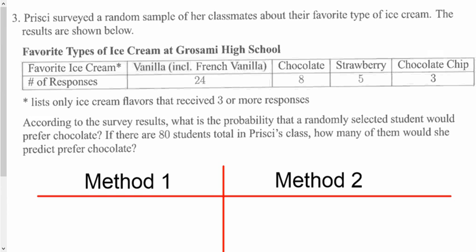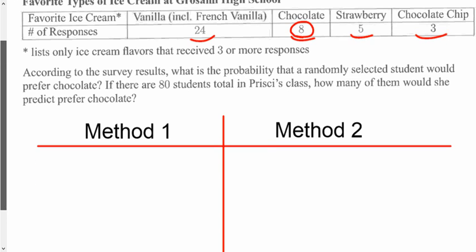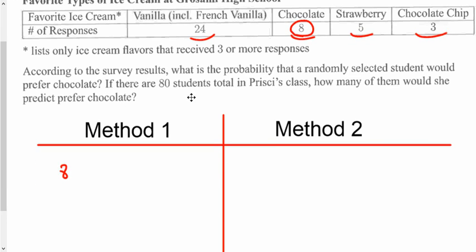Number 3 is very similar to what we saw on number 2. They were polling the students to see how many had chocolate as their favorite ice cream, and they asked a total of, you'd have to add these up, 24, the 8, the 5, and the 3. They asked a total of 40 kids what their favorite ice cream was, and since we're interested in chocolate, we'd say 8 out of the 40 said chocolate was their favorite. We do know that there are 80 students total, and now we can go through and cross multiply again.